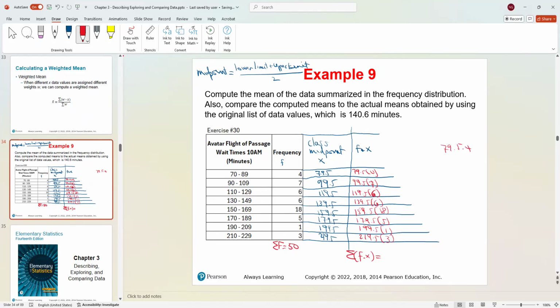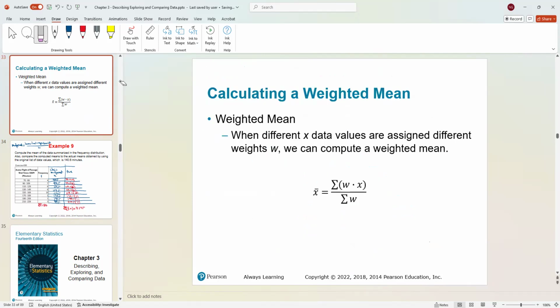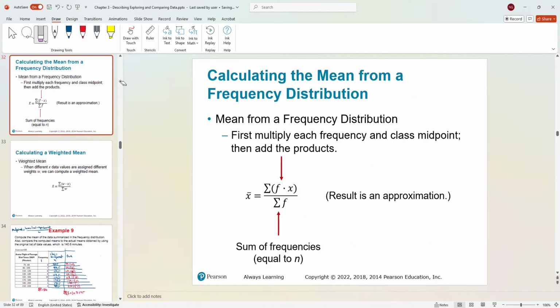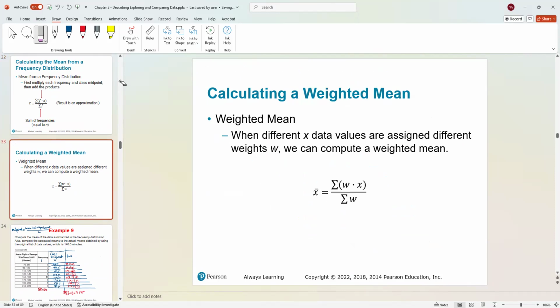I'm just checking my calculator. I believe this big giant sum would be 7,195. Now, once you find this answer, as you can see for the mean from a frequency distribution, when you find the sum of the midpoint times the frequency, you need to divide by the sum of the frequency.